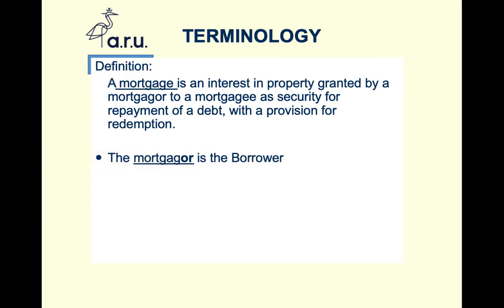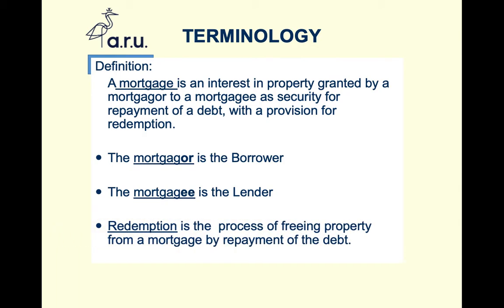Mortgagor, as I've said, is the borrower. So the mortgagor is the person putting up the interest in the land as security. The mortgagee is the lender, so usually the bank or the building society. They're the person who holds that interest in the land, provides the money, and will give the property back whenever the money is returned.